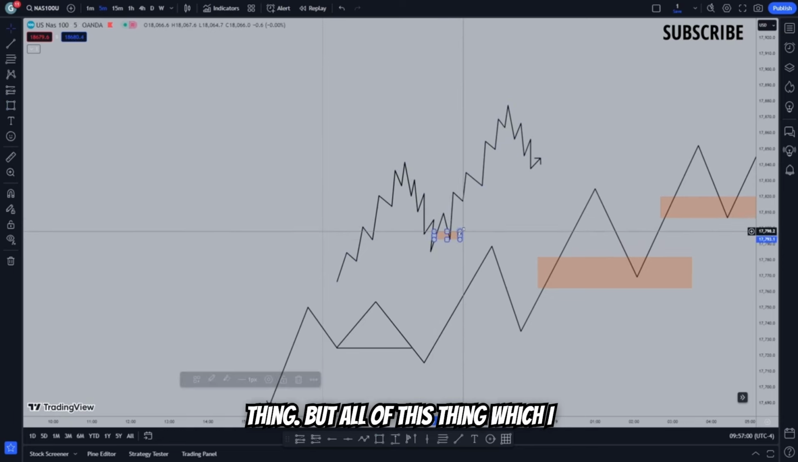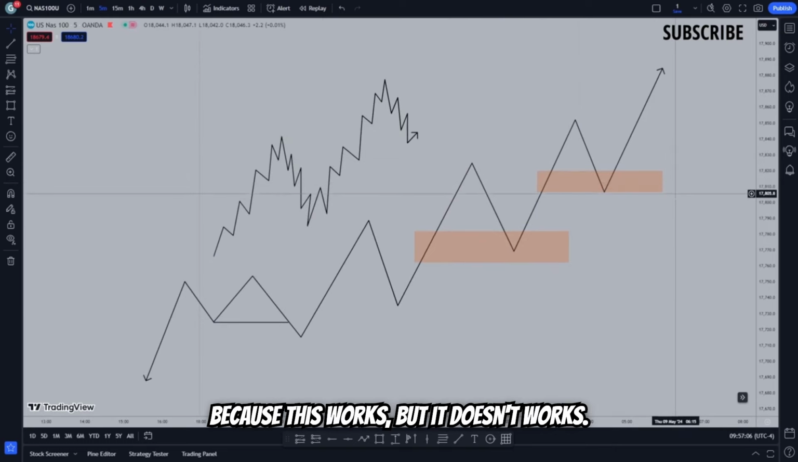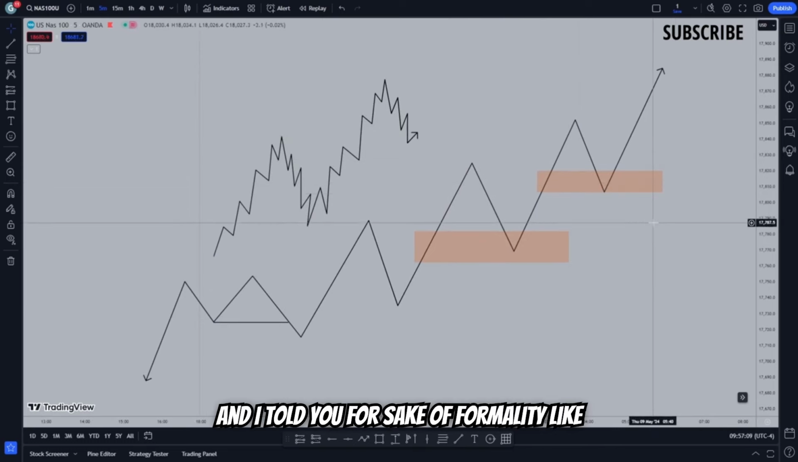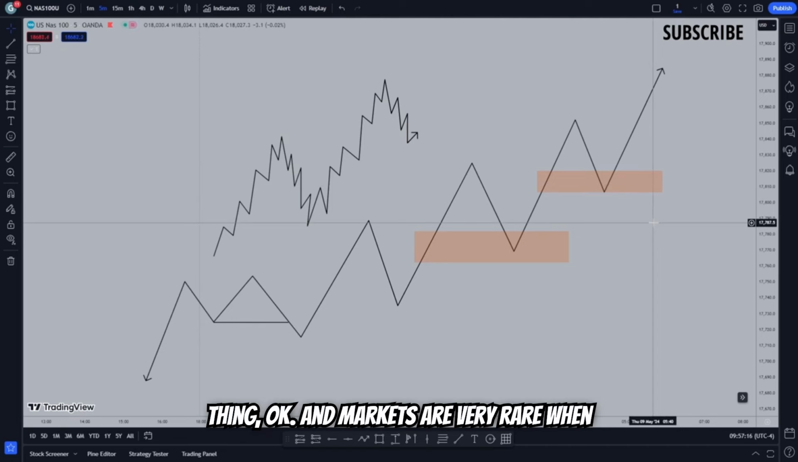The same thing. But all of this which I taught you is like rubbish. This works but it doesn't work, and I told you for the sake of formality, because this is a basic thing. Markets are very rarely like this. When markets are really trending, then the market can be like this.